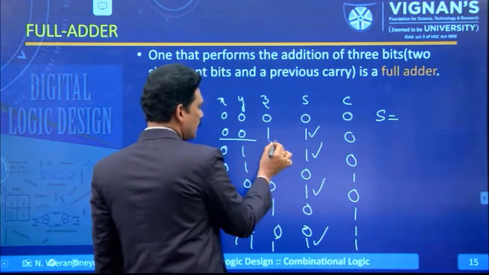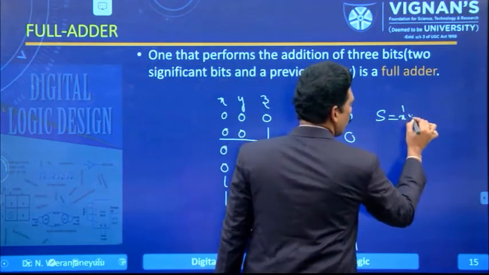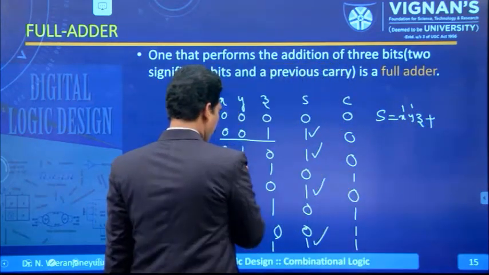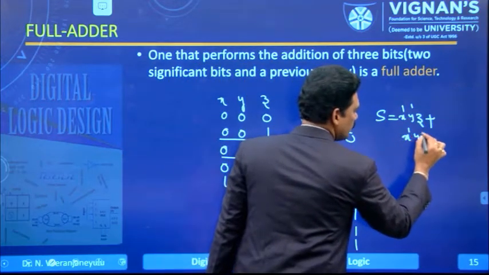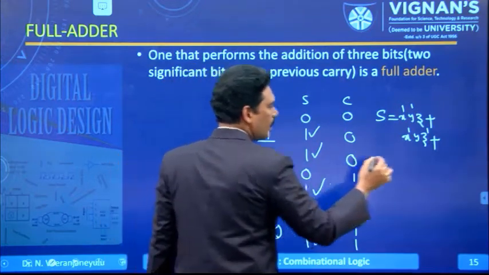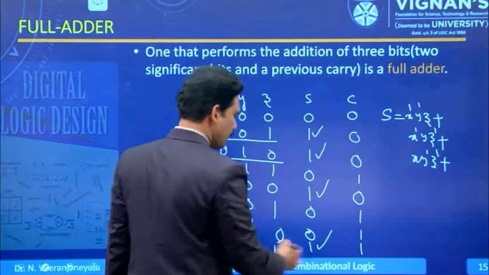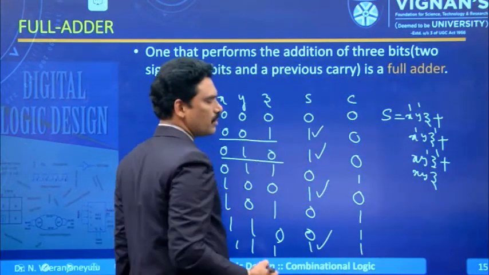What is the S here? X bar Y bar Z, plus the second one X bar Y Z bar, plus X Y bar Z bar, plus X Y Z. This is the Boolean expression for S.